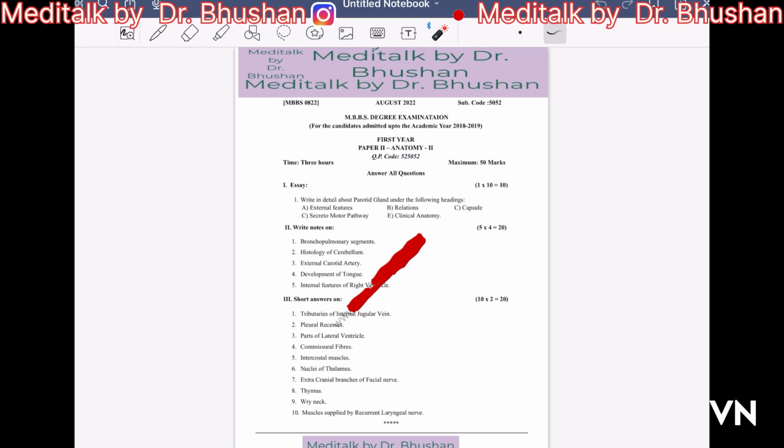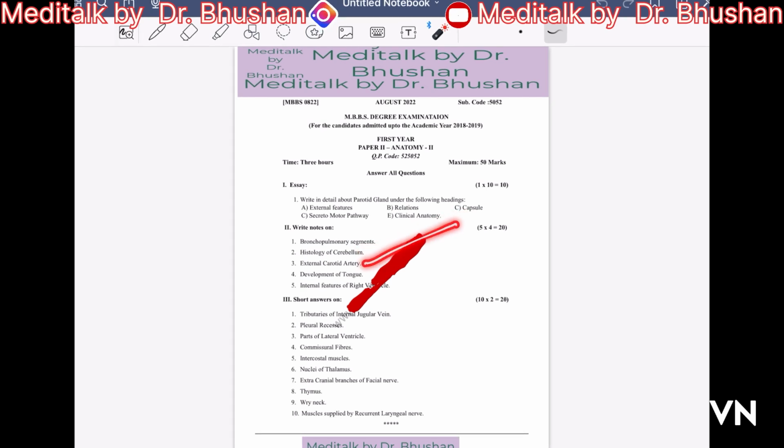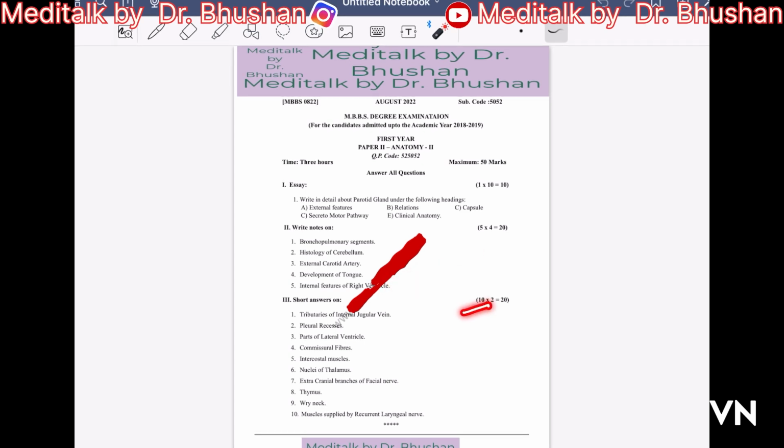Second part, write notes. Bronchopulmonary segment, histology of cerebellum, external carotid artery, development of tongue, internal features of right ventricle. Short notes, third part, 2 marks for each.